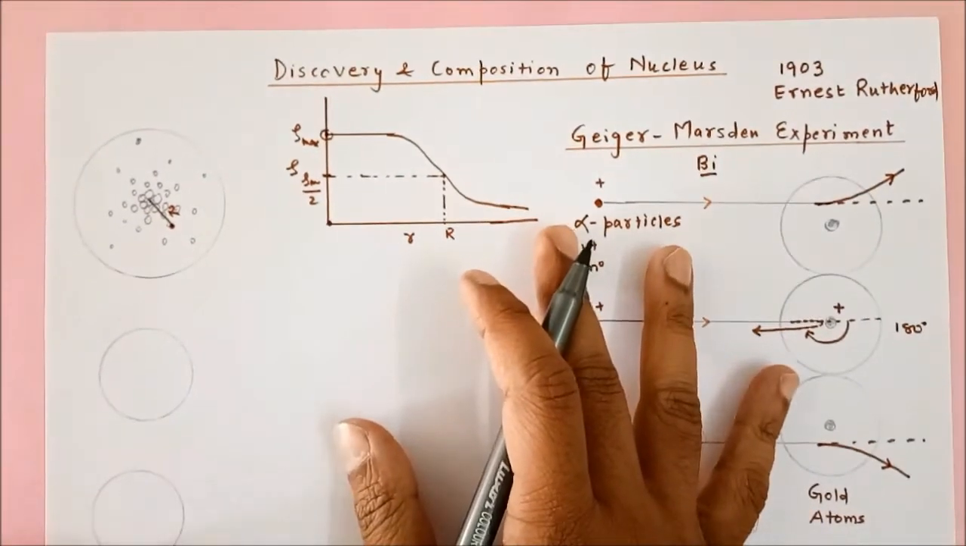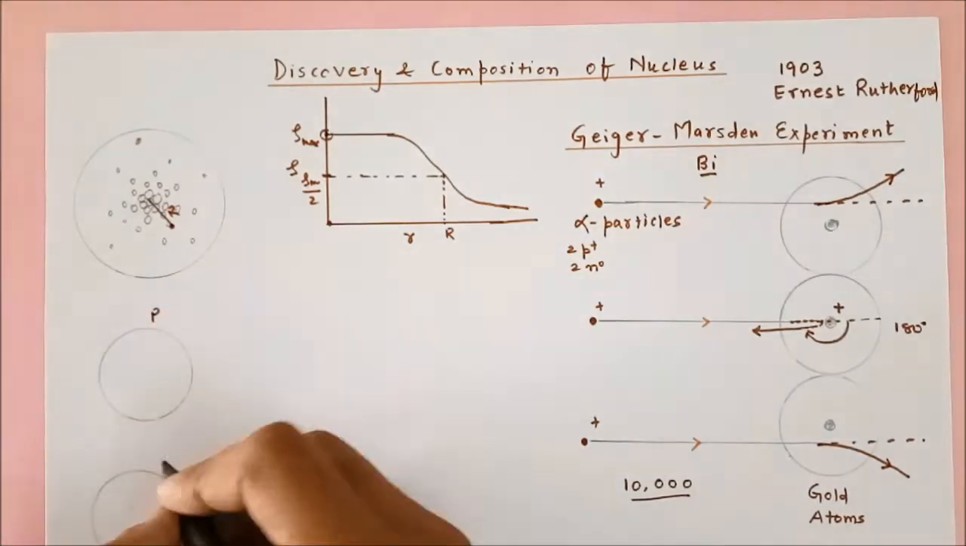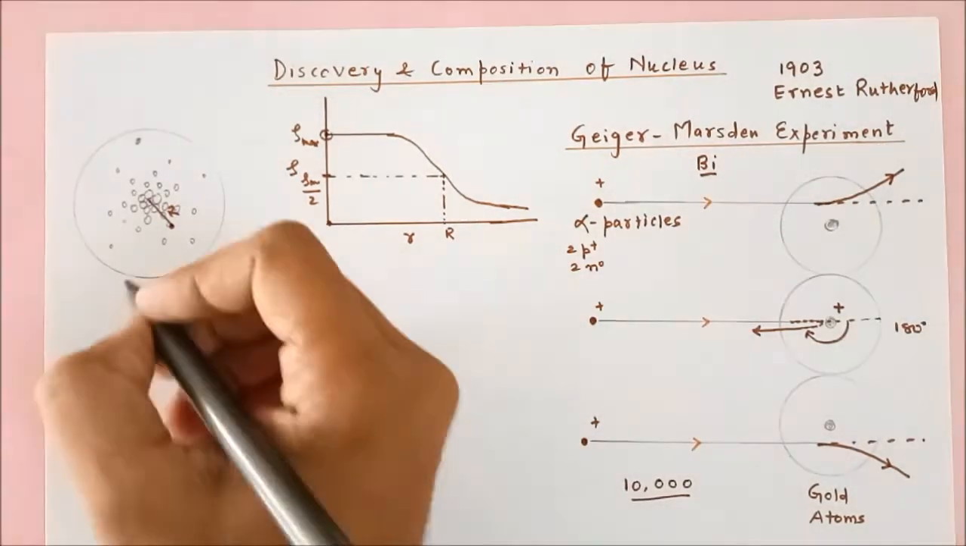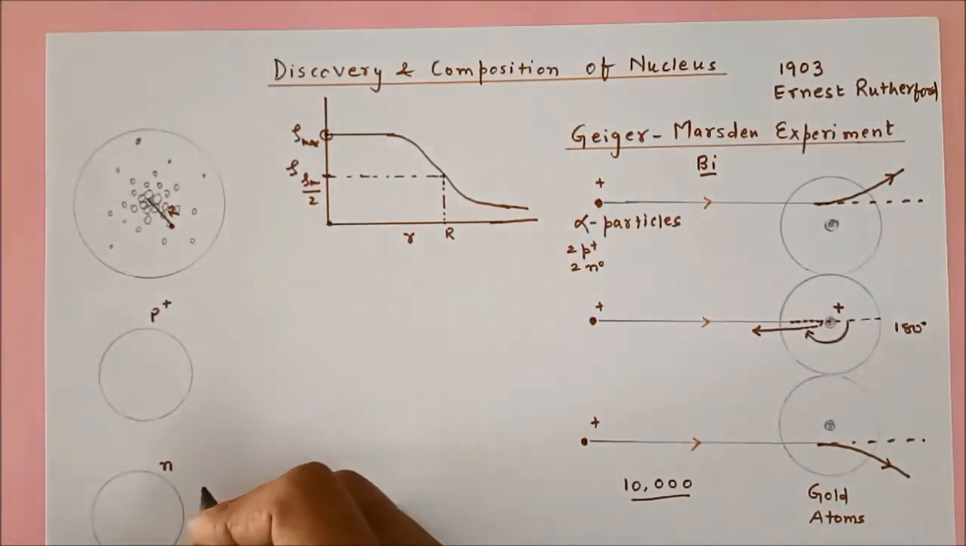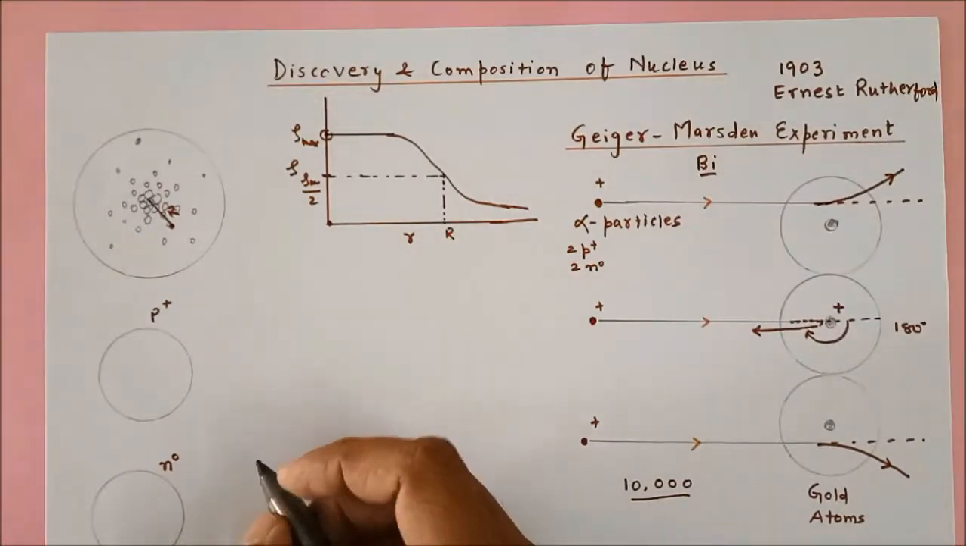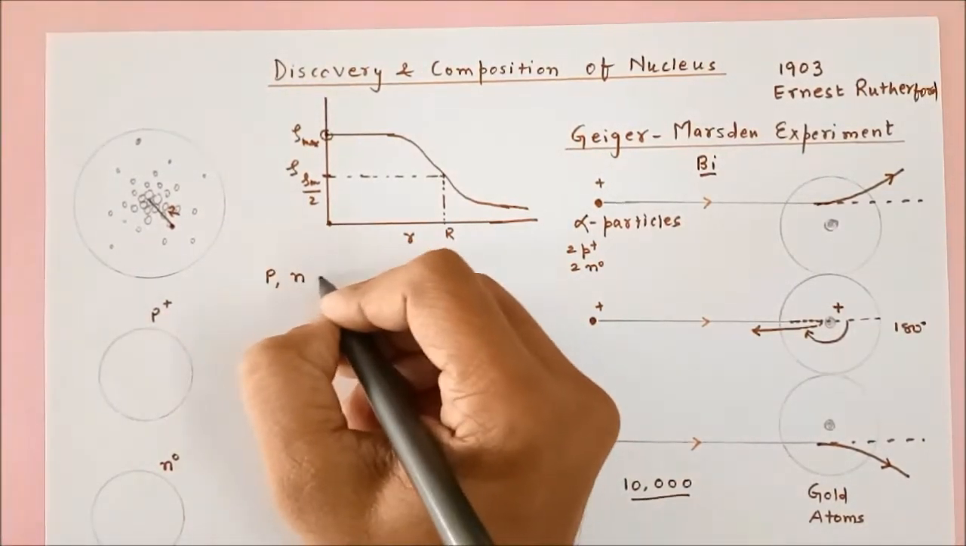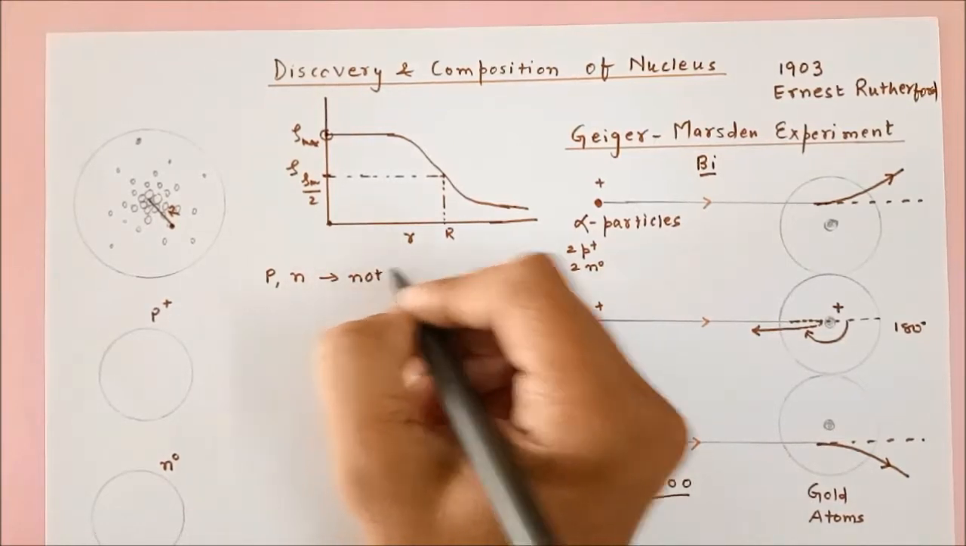Okay, so let's talk about the composition of the nucleus. The nucleus is made up of protons and neutrons. Protons are positively charged particles, neutrons are neutral in nature. These are subatomic particles. But remember, protons and neutrons are not fundamental particles.